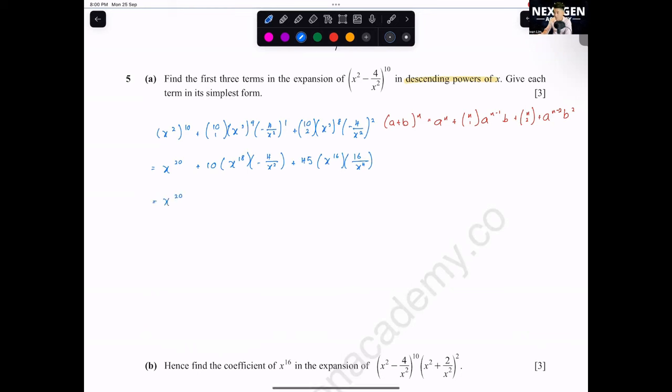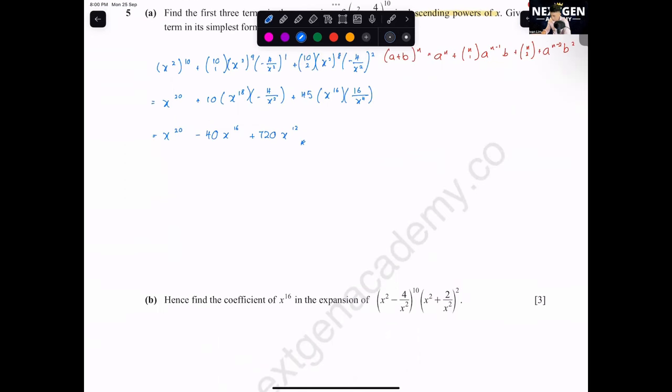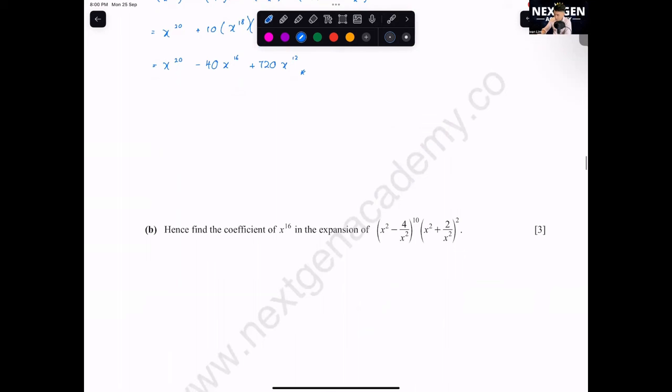Simplify it. x^20 minus 40x^16 plus 720x^12. Okay, next one. Hence, find the coefficient of x to the power 16 in the expansion of this whole expression. I cannot read it out already, it's too long. So we expand this one first.